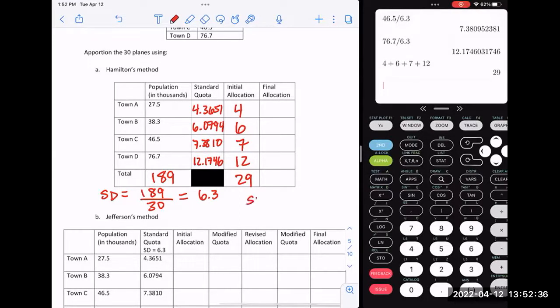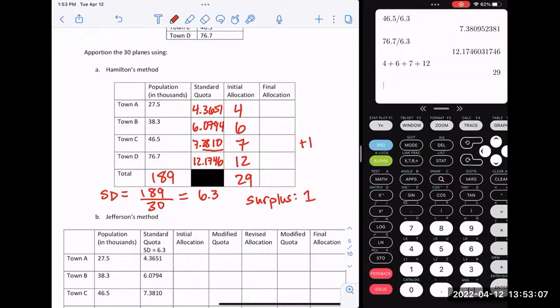So Hamilton's method assigns the surplus one at a time. So how many surplus do I have? I just have one in this case, right? So I've apportioned 29 planes. I've got one more since I have a total of 30. So who would get the extra plane? I look at the decimal parts, and whoever has the biggest decimal part, that's who would get the surplus. So in this case, 0.3810 is the biggest decimal portion. So they're going to get the one surplus.